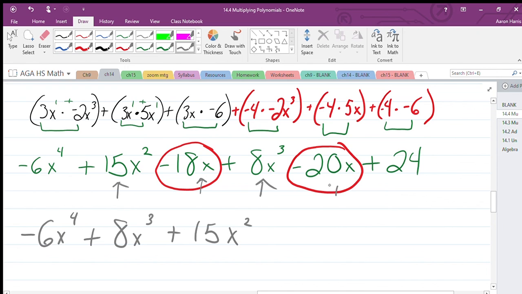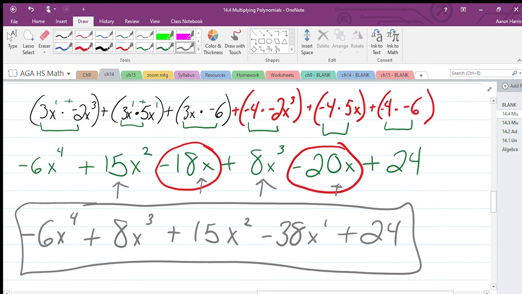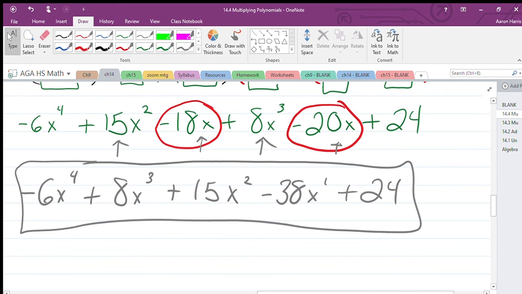What's the next highest power? These two. So I need to combine them. So negative 18 minus 20. Same sign, so just add them. 20 plus 18 is 38, but keep the sign. So negative 38x. Do I do anything with the powers when I'm adding or subtracting? No. So leave it alone. That still has a power of 1. And then what's left? 24. So your answer is right there. Okay? Highest degree, fourth degree. All right?